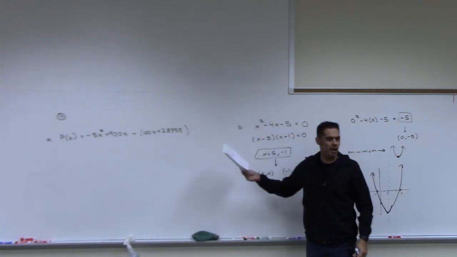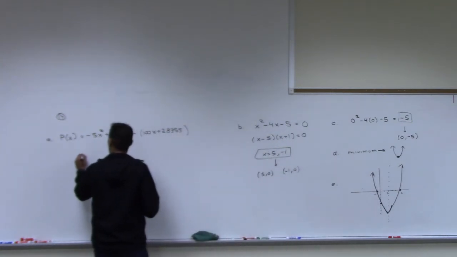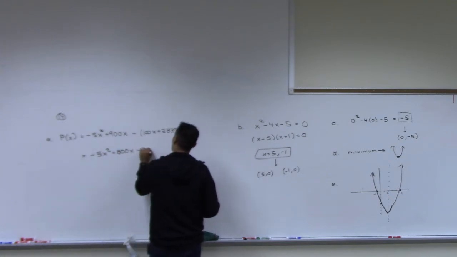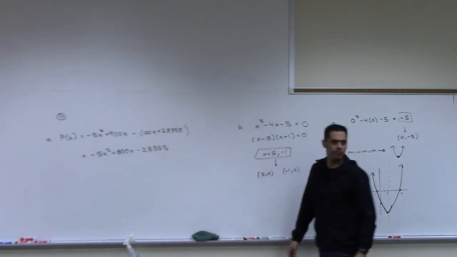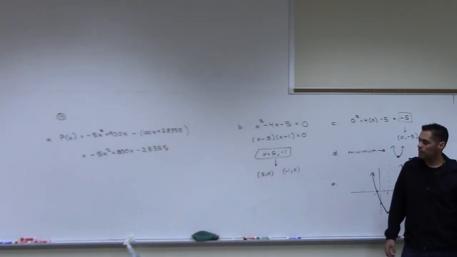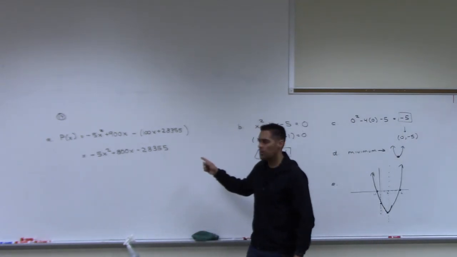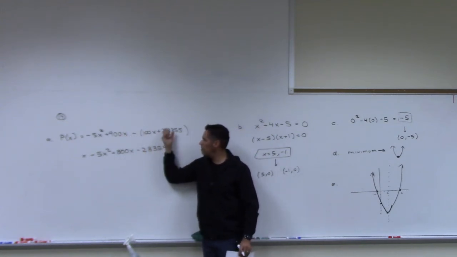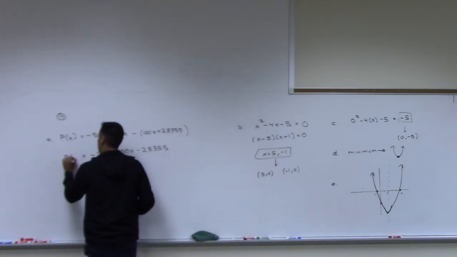Profit is revenue minus cost. We good? Distribute that negative through and collect like terms. Minus 100x, take those 900 minus 100, gives you 800x, and then the negative sign there. That's my profit function. This is the answer to part A.